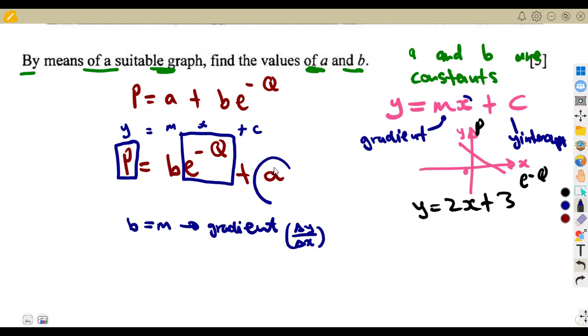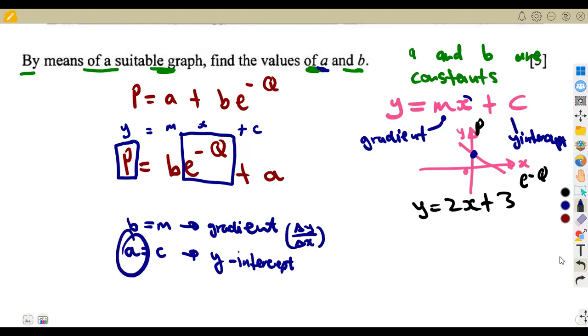All right, what about a? Because it's another constant to be found. A is going to represent what? C in this case, which is our y-intercept. So a is the same as the c, and that is our y-intercept, where the graph crosses the y-axis, where the graph has got an intercept with the y-axis. That is your y-intercept. So that will be the value of a.